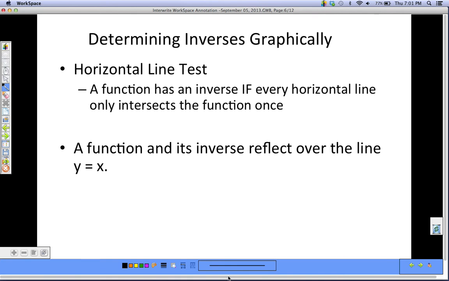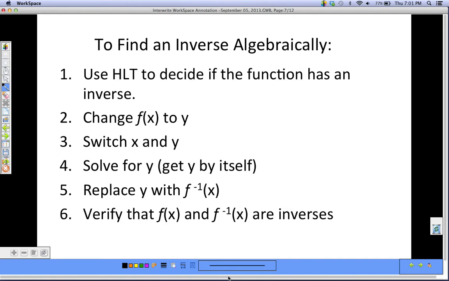And then a function and its inverse reflect over the line y equals x. We'll talk a little bit more about that one in class. Here are the 6 steps to how to find an inverse algebraically. Remember, if you need to pause and write them down, you can.